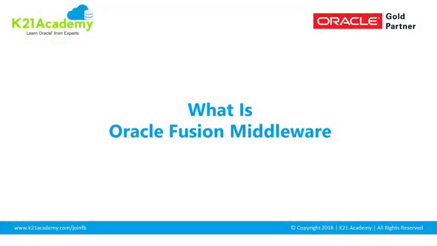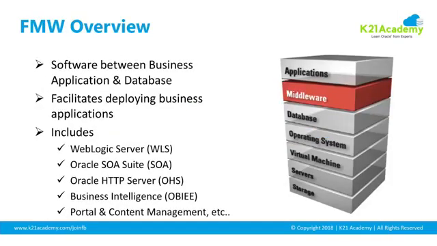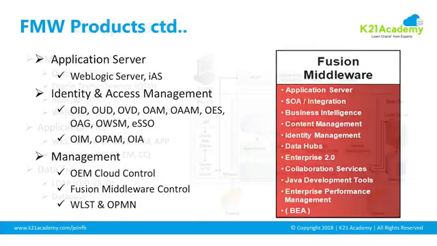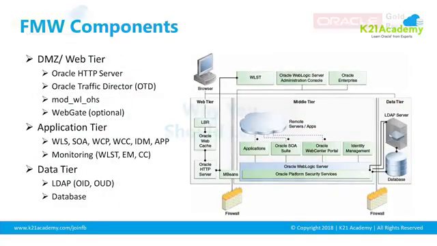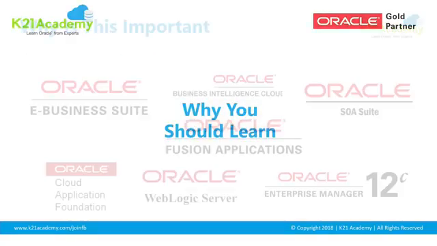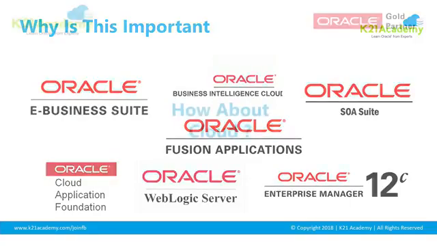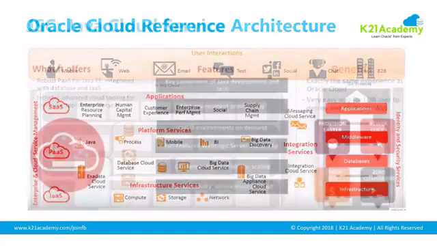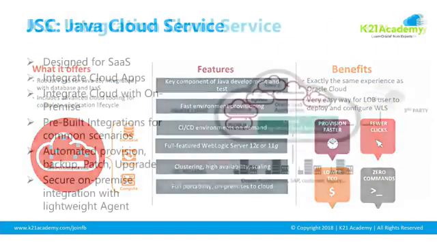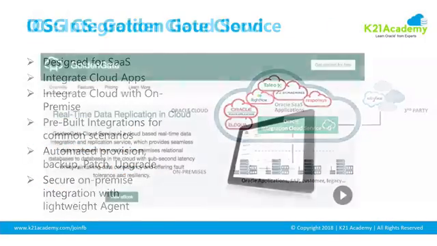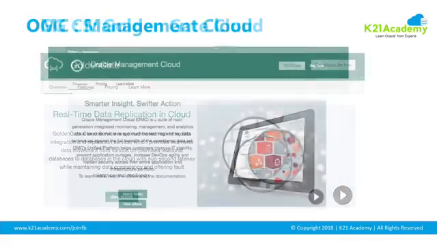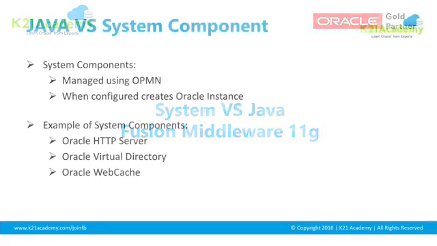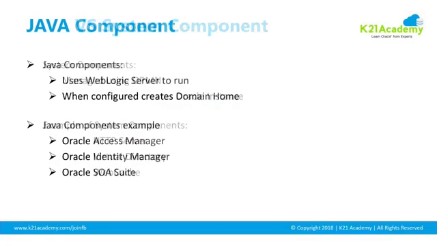Yesterday we covered what Oracle Fusion Middleware is. We looked at various products within Oracle Fusion Middleware. Then components, 3-tier architecture, and why you should learn Oracle Fusion Middleware, because of E-Business Suite, PeopleSoft, and a lot of applications. It's still relevant in cloud. You have cloud services like Java Cloud Service, Integration Cloud Service, GoldenGate Cloud Service, and so on. And then Management Cloud, and then Java versus System Component.